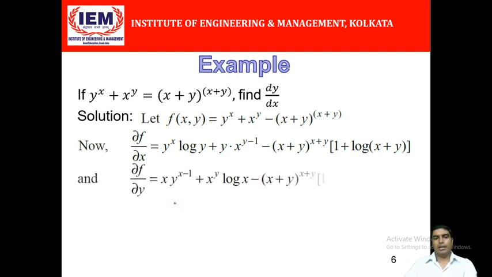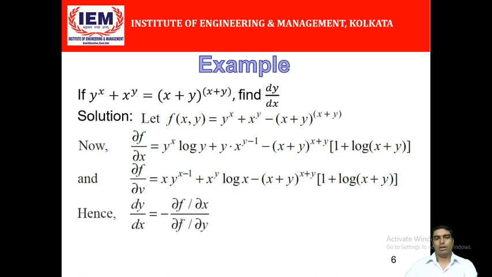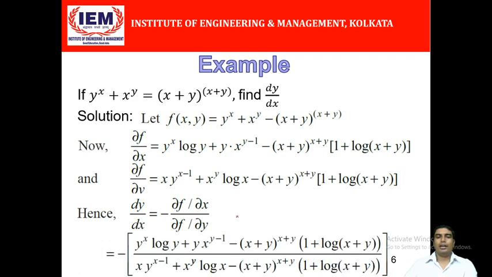Similarly, del f del y we can find in this way. So ultimately I can find dy by dx as equal to negative of the partial derivative of f with respect to x over the partial derivative of f with respect to y, and ultimately I get this result. Okay, so that is one application of the implicit function to this problem.